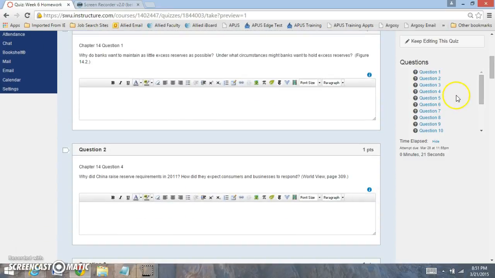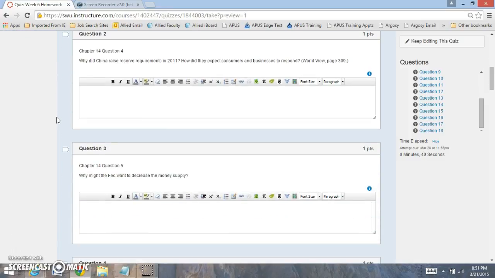Why do banks maintain as few excess reserves as possible? In this question, you want to focus on the fact that banks only make money off of the money that they loan out. So they don't like to carry a lot of excess reserves because that's money that they're not loaning out. So that's what you want to focus on.